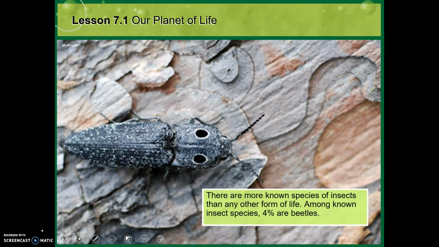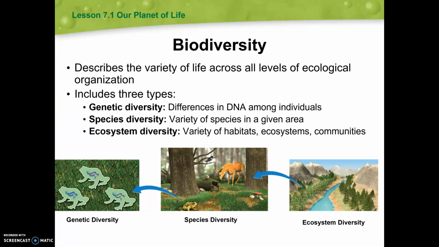There are a lot more insects than there are other animals on the planet, so these are going to be used as an example quite frequently as we go through this. Biodiversity is the first thing that we're going to talk about, and this describes a variety of life over all levels of ecological organization. So what that means is we're going to think about all the plants, animals, bacteria, etc. that are in a given area, and that's going to contribute to its biodiversity.